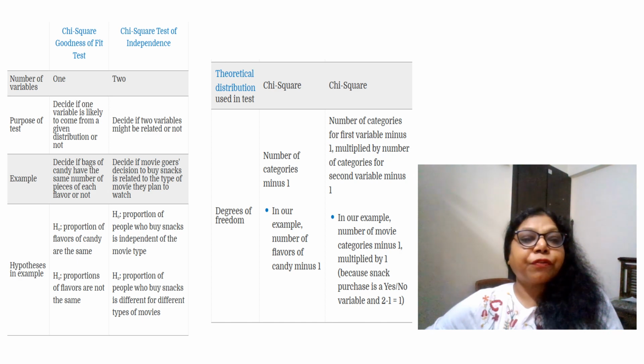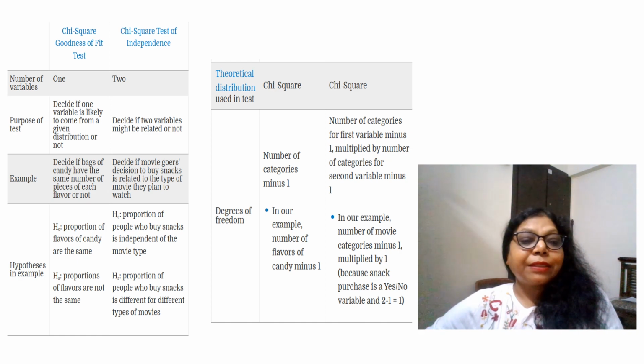An example for chi-square goodness of fit test is to decide if bags of candy have the same number of pieces of each flavor or not. While an example for chi-square test of independence can be to decide if moviegoers' decision to buy snacks is related to the type of the movie they plan to watch or not.